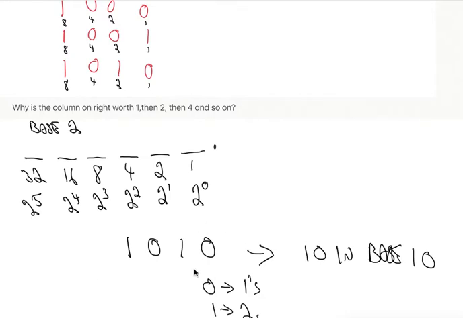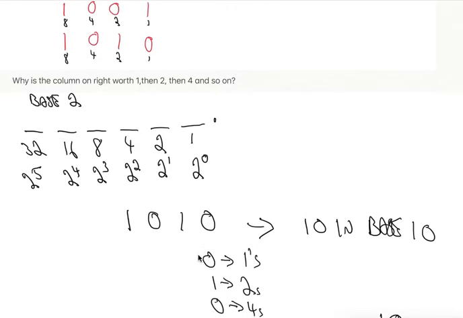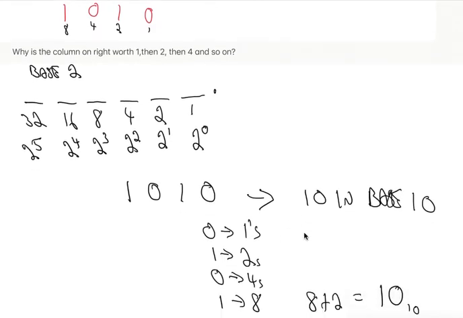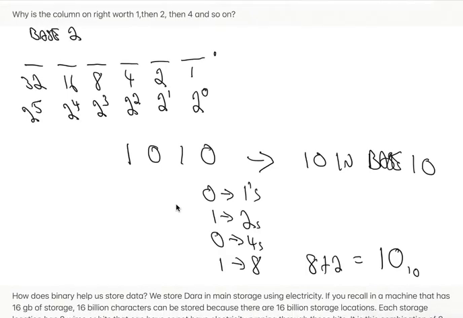Okay, let's take another look at this. 1 0 1 0. That would be equivalent to a 10 in decimal, in our decimal base 10 system. Well, why? I have 0 ones, I have 1 two, 0 fours, and 1 eight. Add the 8 and the 2 together and you have a 10.